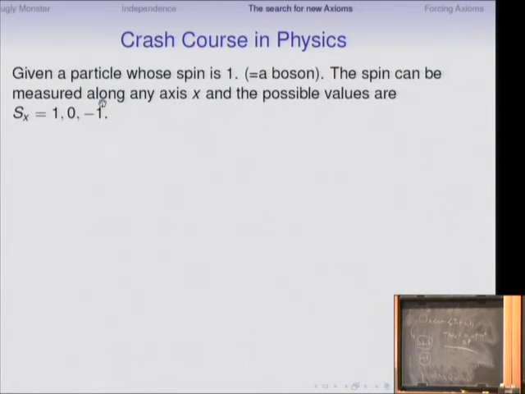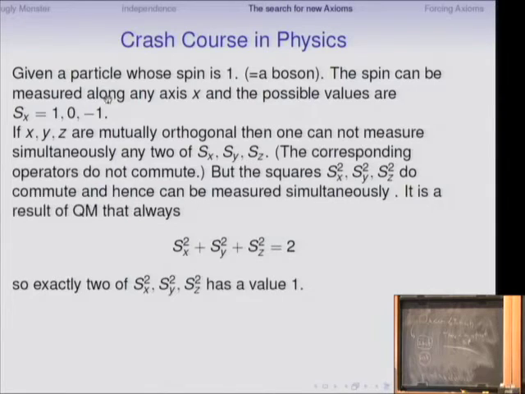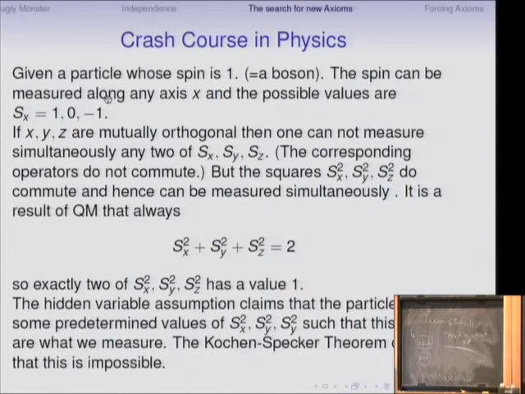Okay, so let me very briefly say what the story is. You have a particle with spin 1, a boson. The spin can be measured along any axis, and the possible values are 1, 0, minus 1. If you have a system of orthogonal axes, you cannot measure them simultaneously, since the corresponding operators do not commute, but the squares do commute, and you can determine the squares, and you know that the sum of the squares is always 2. The hidden variable assumption claims that the particle carries predetermined values, and these values are what we measure. The Kochen-Specker theorem claims that this is impossible.